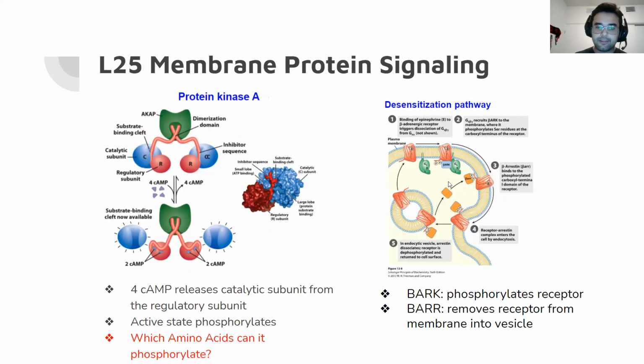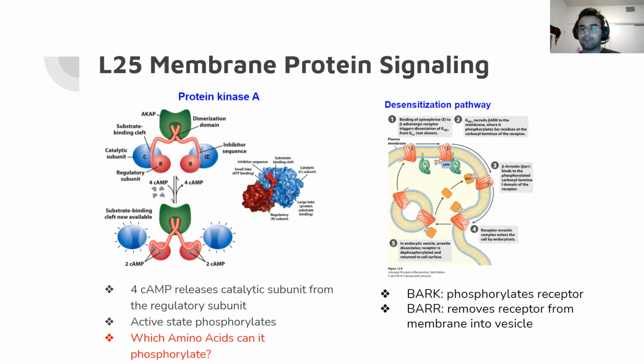The important thing is that as soon as we make our cyclic AMP, or cAMP, we're able to use it with protein kinase A. We need 4 cAMPs to release this inhibitory sequence from those catalytic subunits. Once we have those catalytic subunits up and running, we're able to phosphorylate different targets, either a protein or a different molecule, right? The amino acids that can be phosphorylated are serines, threonines, and tyrosines, because those are the ones that have the hydroxyl group.